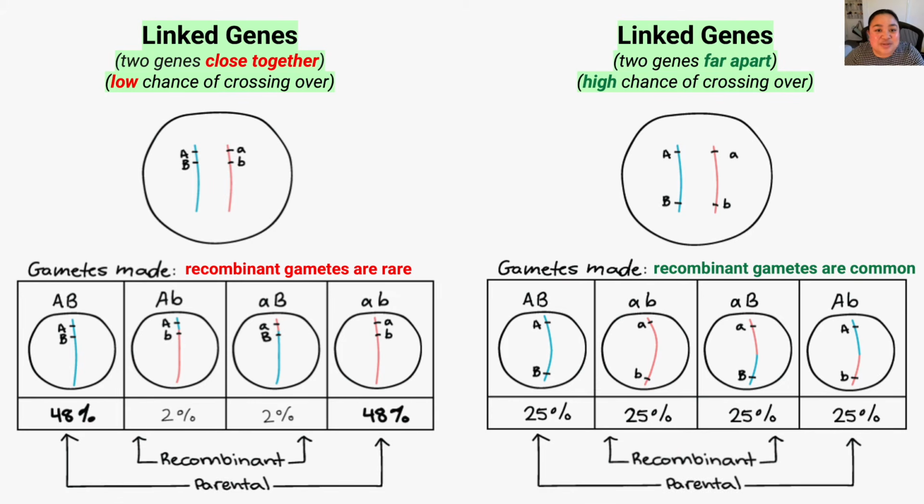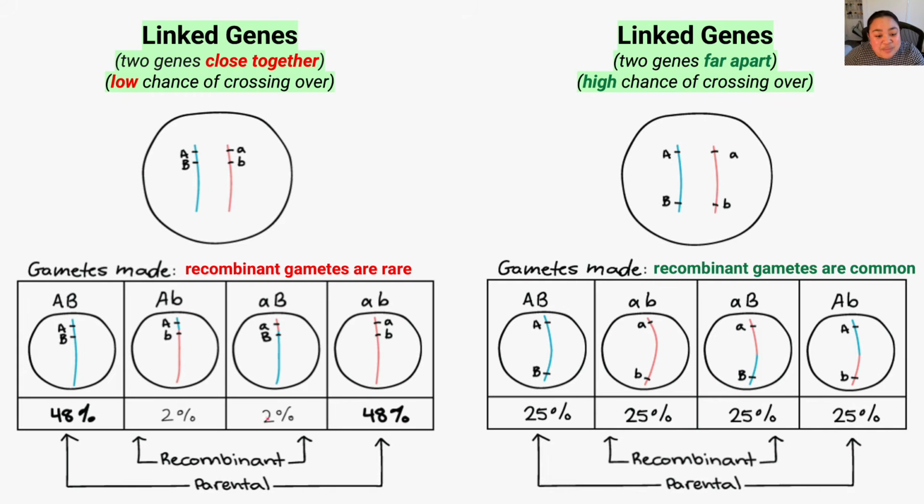Let's look at the two linked gene scenarios side by side. On the left-hand panel, we can see that when linked genes are close together on the chromosome, crossing over is less likely to happen, so recombinant gametes are very rare. The exact number, 2%, as what's on the slide, doesn't matter. What matters is that the percentage of recombinant gametes is much lower than the percentage of parental gametes. So a combined 4% versus a combined 96%.